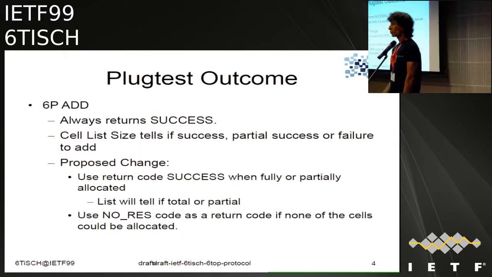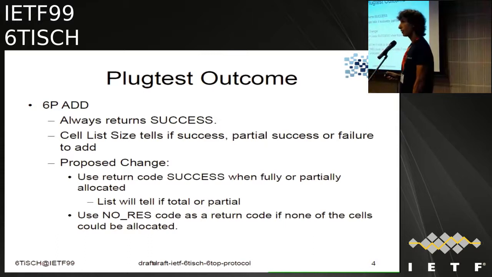And this is the status that we are now. After the black test, we have identified a couple of things that we want to comment on, and we want to see maybe your opinion, or if you can give your point either here or in the mailing list. One point is when we do a 6P add, the 6P add command always returns a success.